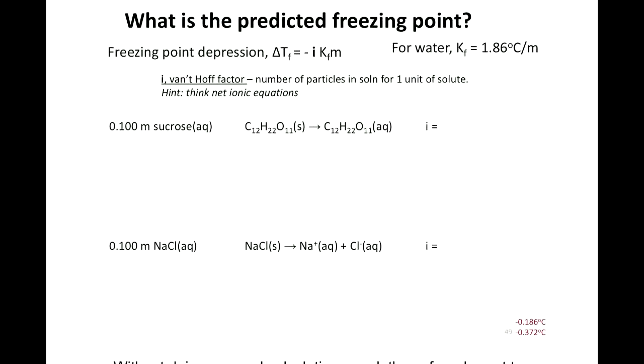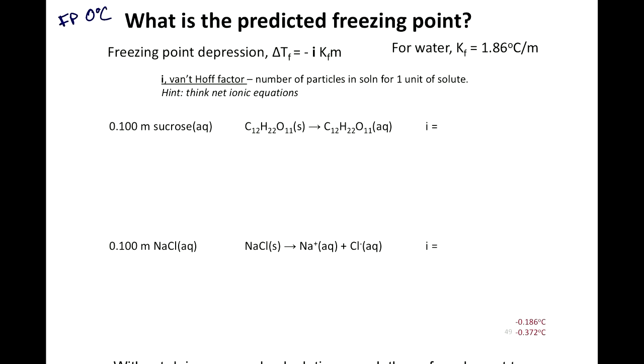Okay, so let's look at this question, and I give you the equation for freezing point depression. Note the negative just implies that once we calculate this value, we're subtracting it from the normal freezing point of water. So actually, before we start, what is the normal freezing point of pure water? Yeah, 0 degrees Celsius. So whatever we calculate here, we're gonna have to subtract from 0.